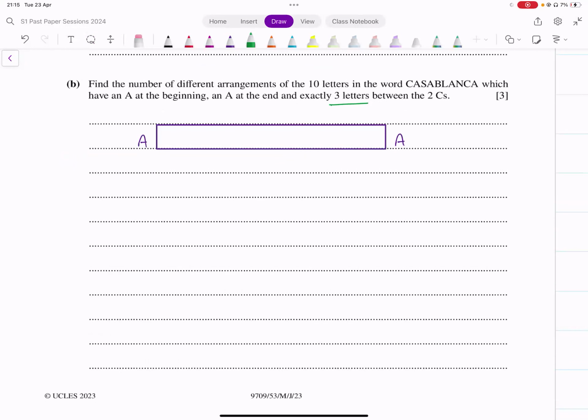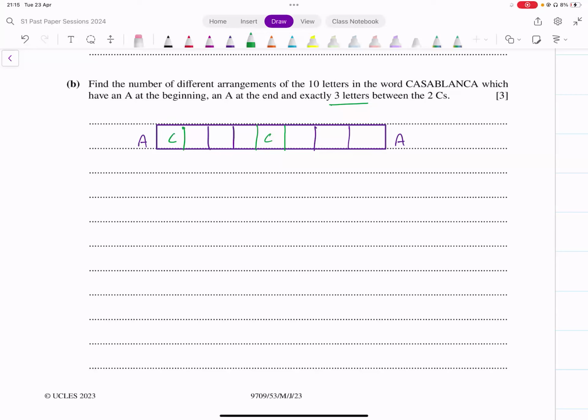Now that means these 5 boxes have to look like this: C, and then C here, and in the middle you could have 3 other letters. That's 5, and then you have 3 other letters on the side as well. This is one possibility. Let's just consider this one possibility for now. How many arrangements would you have in this case?